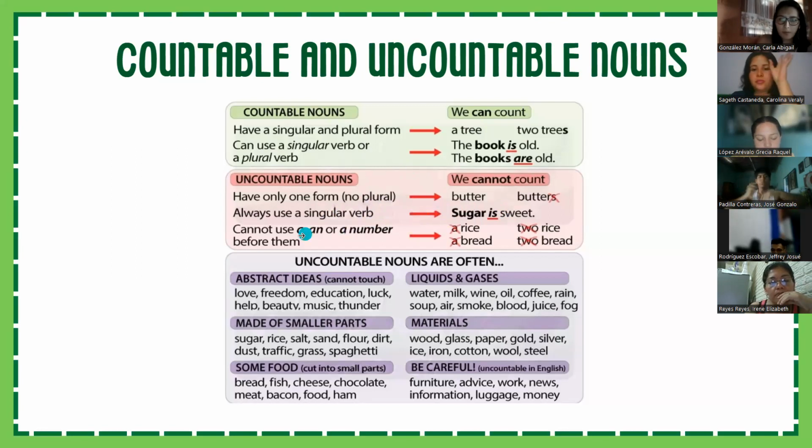Okay? And then this. This is very important. We cannot. Not possible. We can't do it. We can't use a, an, or a number before them. No se puede por ningún motivo que usted utilice uno de los artículos a o an o que le ponga un número antes. A rice, un arroz. A bread, un pan. Dos arroz, dos pan. No, we can't use that way or we can't say that. Once again, los uncountable nouns, por ser incontables, tienen una sola forma y esta forma es singular.